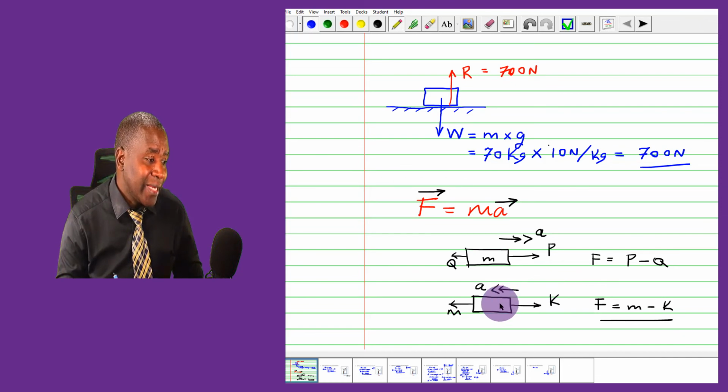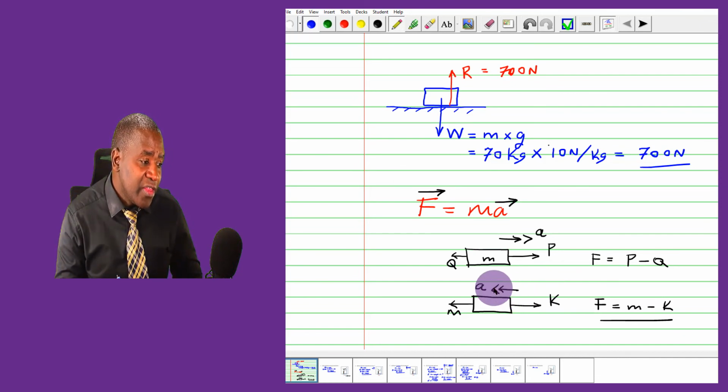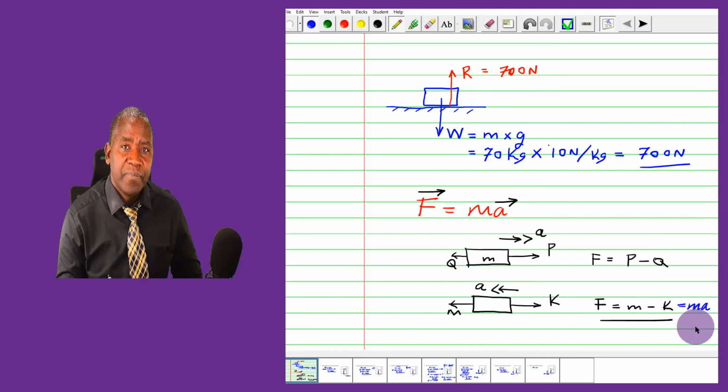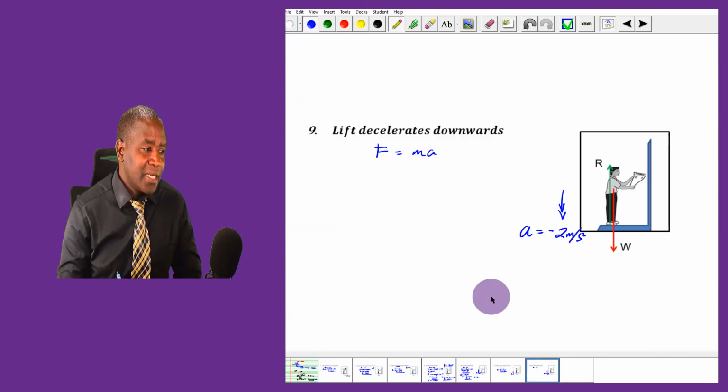On the other side, if the acceleration is in this direction, then you conclude m is greater than k, and therefore the resultant force is m minus k, which equals ma. Like that. So let's go to that last situation.